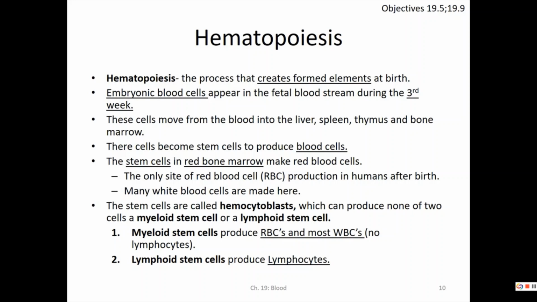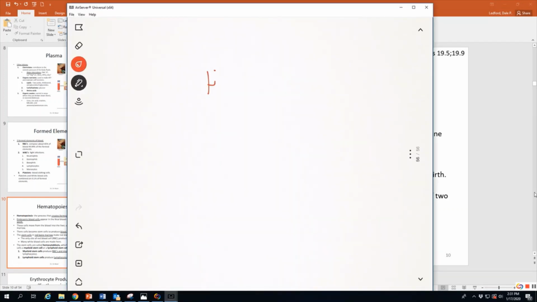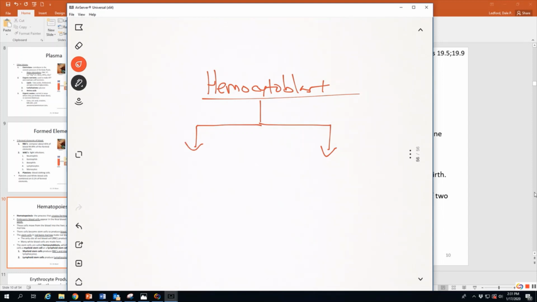So what we want to do is we have a cell here, and kind of think about this like it was a family tree. Now, you have a hemocytoblast. Sometimes I like to think about hemocytoblast, and hemocytoblast can have some kids. Now, there's one or two kids he can have. He can have a myeloid stem cell or a lymphoid stem cell. But it's an either-or situation. A hemocytoblast can make a myeloid stem cell or a lymphoid stem cell, okay?